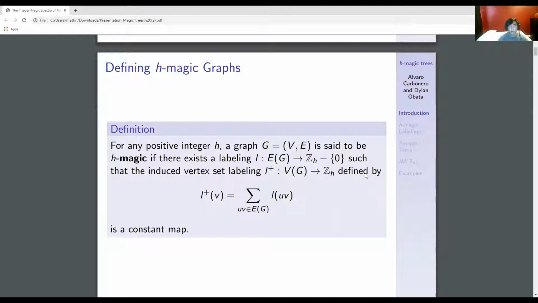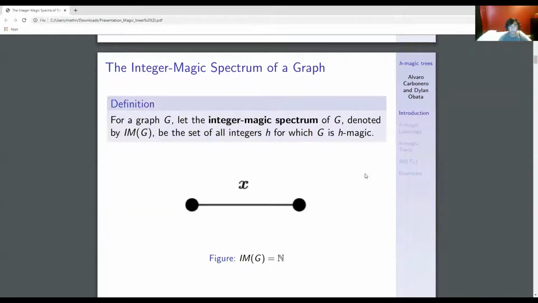To calculate a labeling for a single vertex, we do this by taking the sum of all of the labelings of the edges incident to that vertex and modding it by h. If we can find a labeling for the edges such that the labeling for the vertices is held constant, then we call this an H-magic graph. From here, we can define the integer magic spectrum of the graph, denoted by Im of G, as the set of all integers that make the graph H-magic.